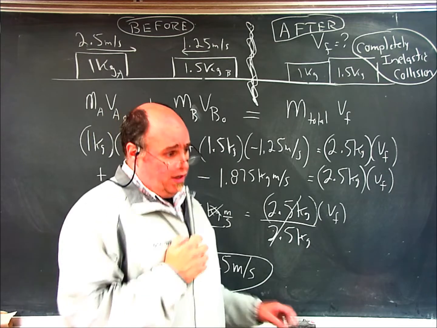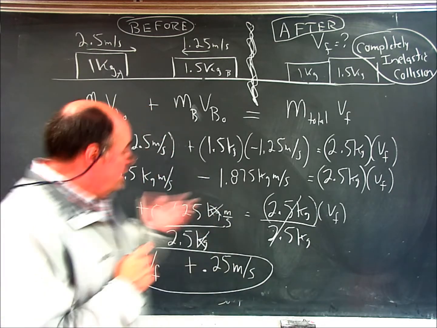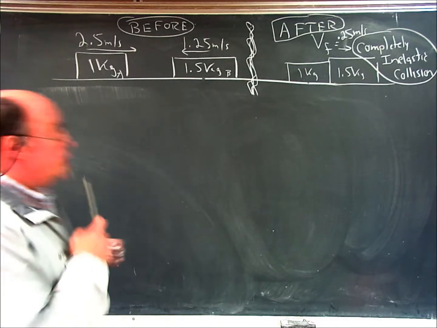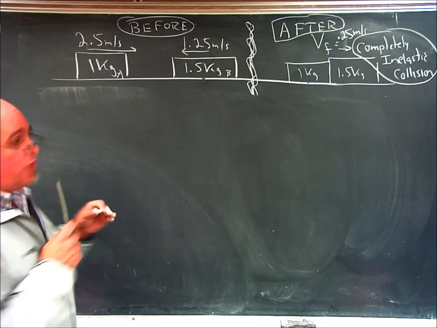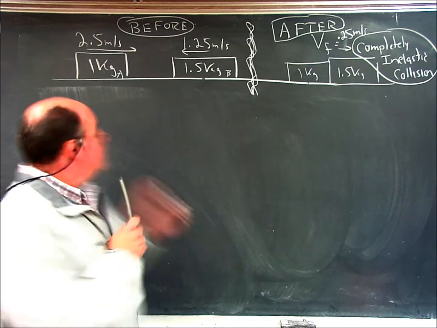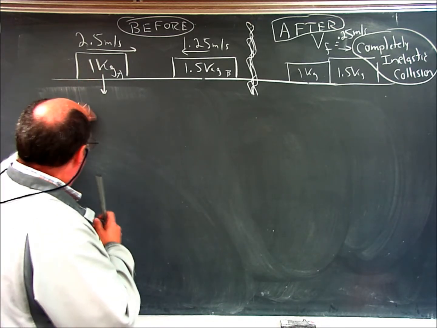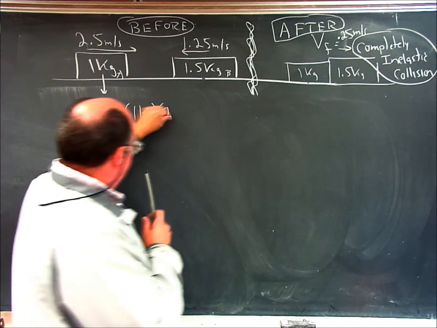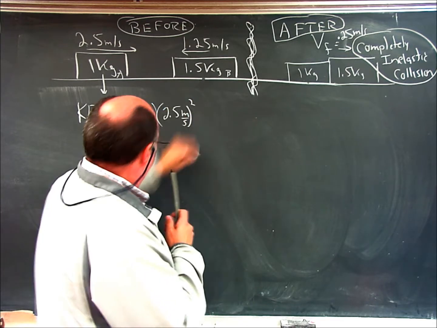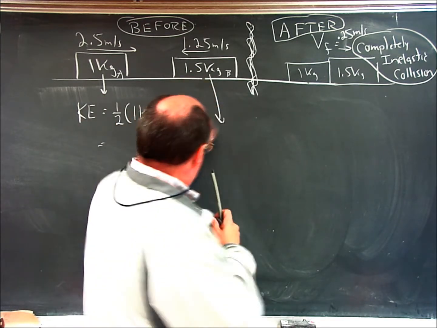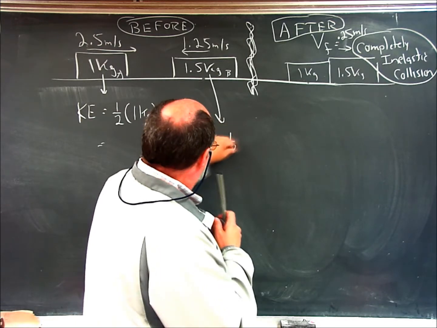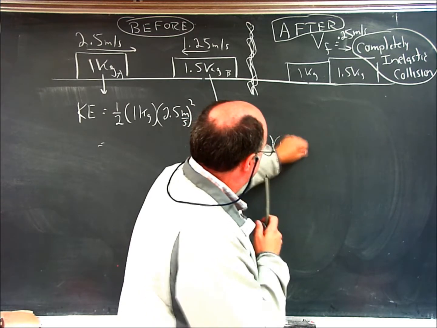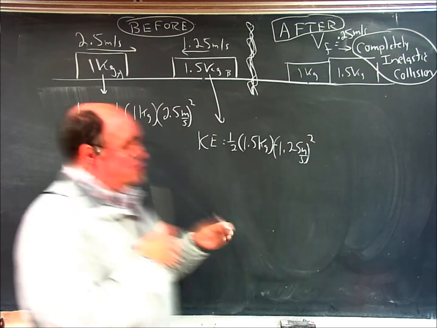So I could just quickly check and see if I did lose energy in this particular case. The question could be asked, how much energy was lost during this collision? If I want to see if energy was lost or conserved, I would look at the kinetic energy. For this piece, the kinetic energy would be 1/2 the mass, 1 kilogram, times the velocity, 2.5, squared. For this piece, it would be 1/2 times 1.5 kilograms times the speed, 1.25 meters per second, squared. Now it's a negative velocity, but you're going to square it, so it doesn't matter.